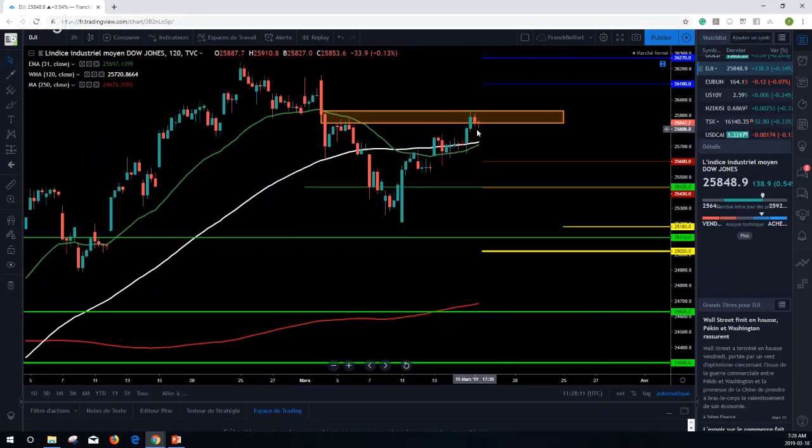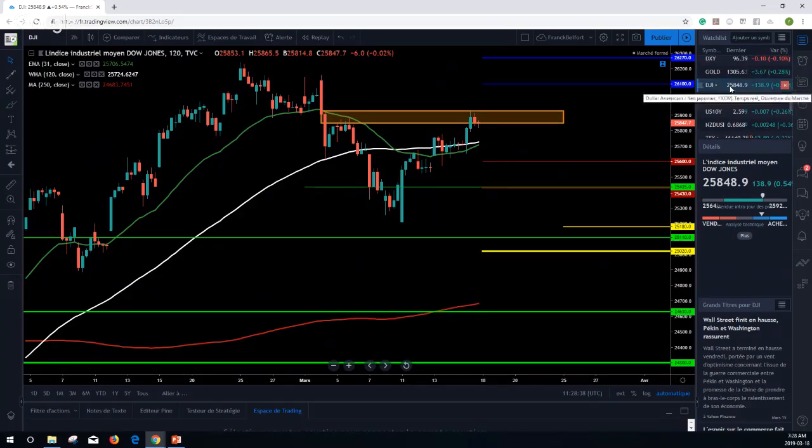I'm just waiting: if the low is kept, then we buy the low, buy the dip, or also if we break directly the previous high, which is 25,900. And if we break this midterm low, then I will short the market until the previous lowest point. Okay, so here is the gold now.